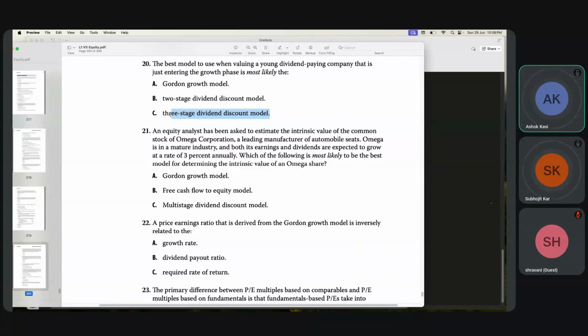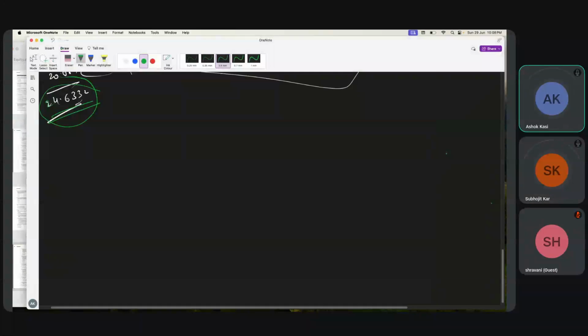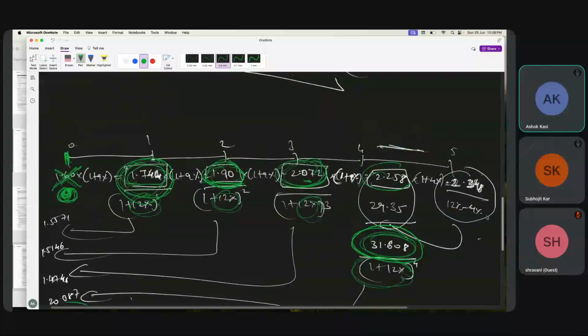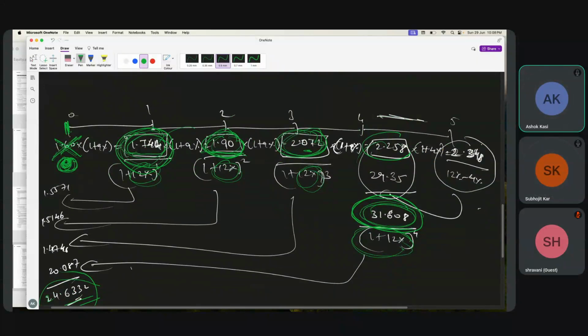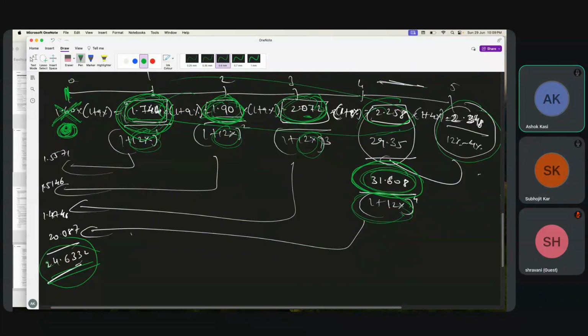What is the 2 stage growth and 3 stage growth? The one that we did before is a 2 stage growth, because this one is growing at 9%, and then it is constantly growing at 4%. So this is 2 stage. 3 stage means, let's say for 4 years it is growing at 9%. After that, it is growing at 7% for 2 years, and then it is coming to constant 4%.